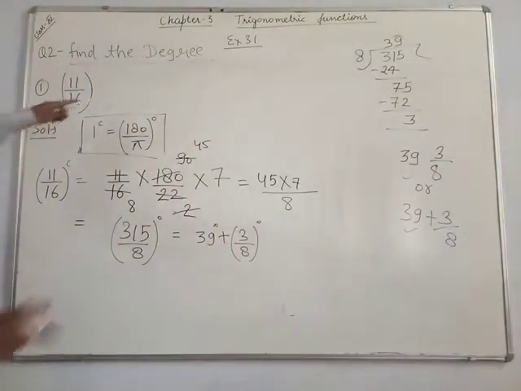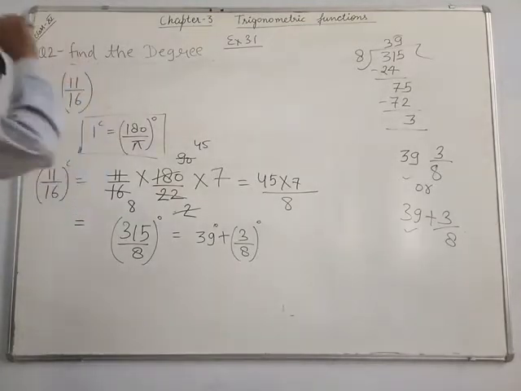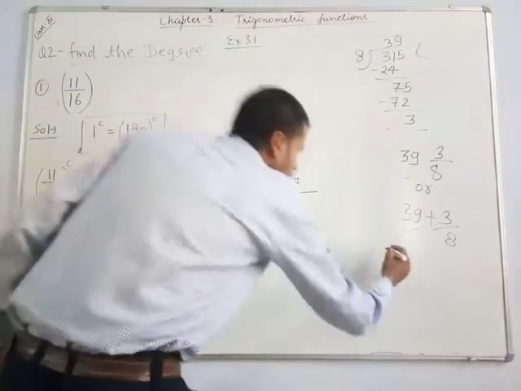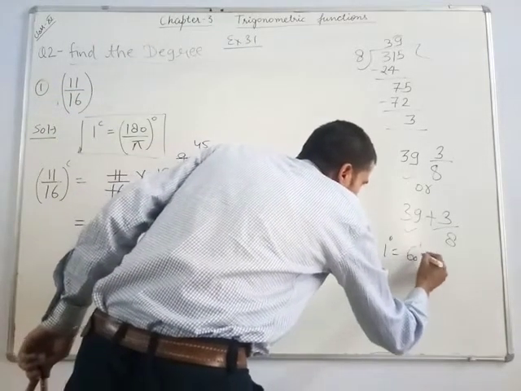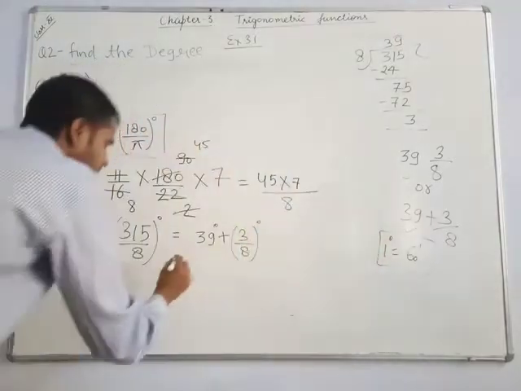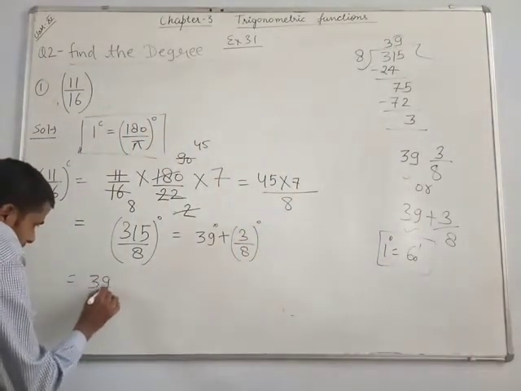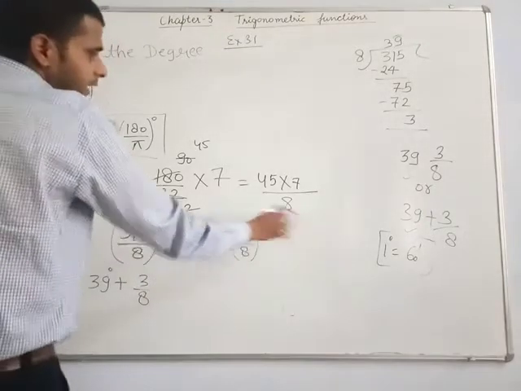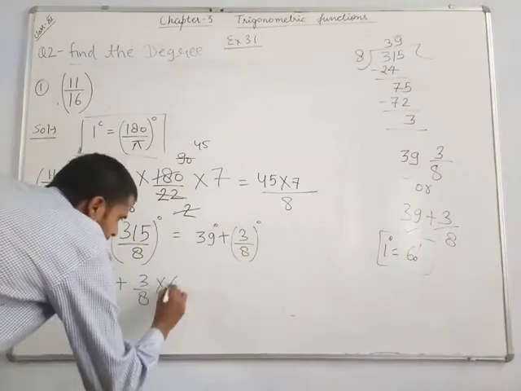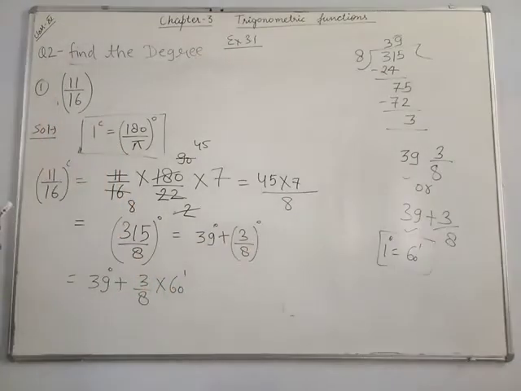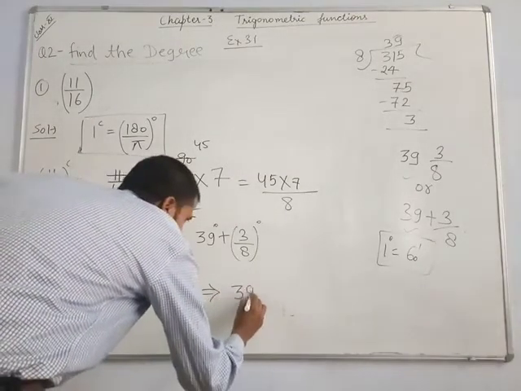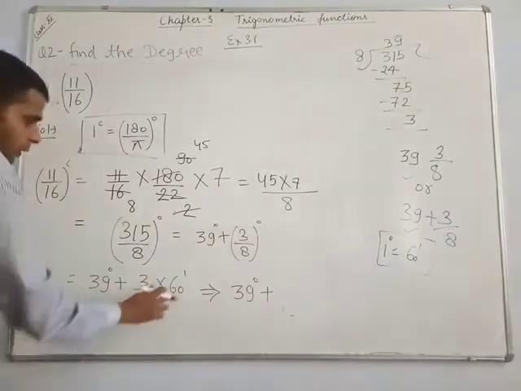Simply, you have to remove the fraction, meaning the denominator, so the answer comes in only numerator. So 39 plus 3 upon 8 degree. So 1 degree equals how many? 60 minutes. So in 39 degree plus 3 upon 8, this is degree. When you convert degree into minute, multiply by 60. So 3 upon 8 into 60.